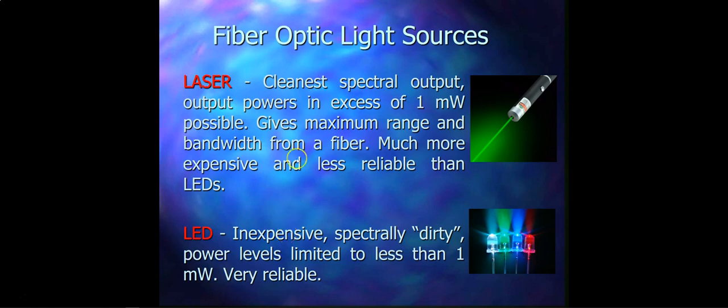Now next is the fiber optic light source. Fiber optic light sources use optical fibers as a light pipe, and they transmit light from a source through a fiber to a remote location. There is another name for a fiber optic light source, which is fiber optic illuminator. Under that we have two light sources, laser and LED.